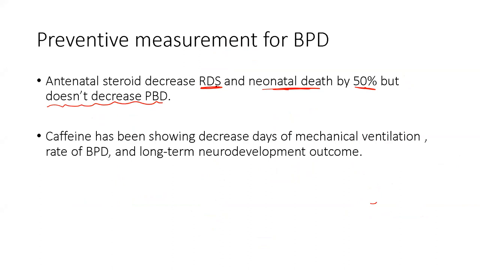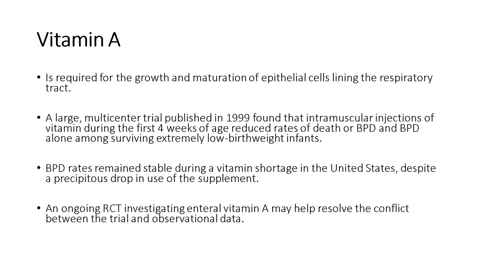But it does not prevent or decrease bronchopulmonary dysplasia. Caffeine, we mentioned, decreases bronchopulmonary dysplasia, decreases days on mechanical ventilation, and improves neurodevelopmental outcome. Vitamin A. And by the way, there are only two medications that have been proven to decrease bronchopulmonary dysplasia and are widely used without significant adverse outcome: caffeine and vitamin A. That's another board question, okay?